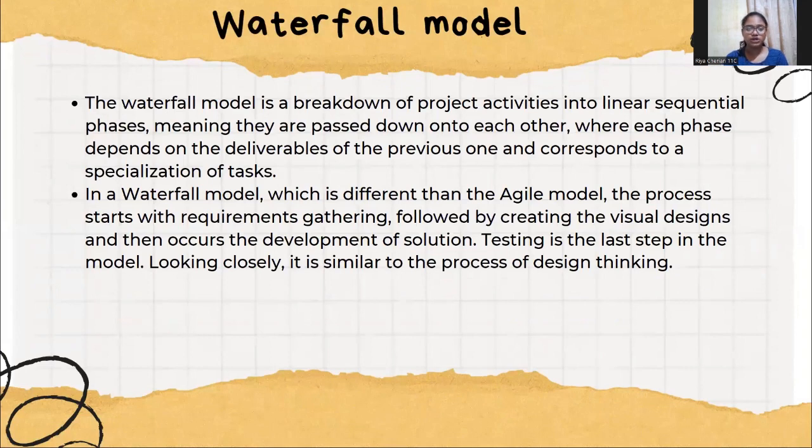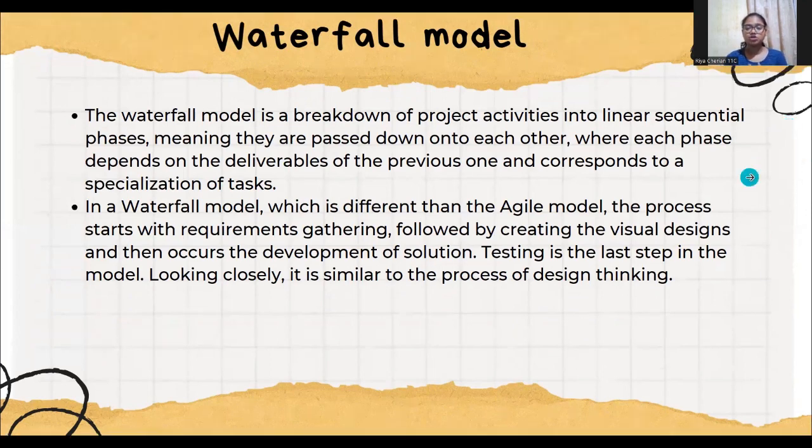Next is the waterfall model. The waterfall model is a breakdown of project activities into linear sequential phases, meaning they are passed on to each other, where each phase is dependent on one another. In a waterfall model, which is different from the Agile model, the process starts with requirement gathering, followed by creating the visual designs, and then occurs the development of the solution. Testing is the last step in the model. Looking closely, it is similar to the process of design thinking.